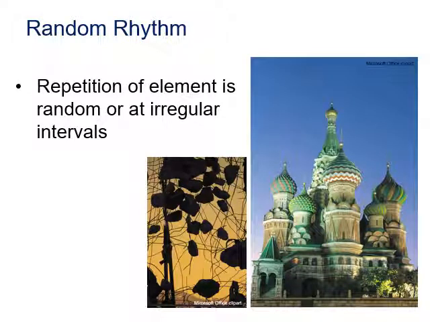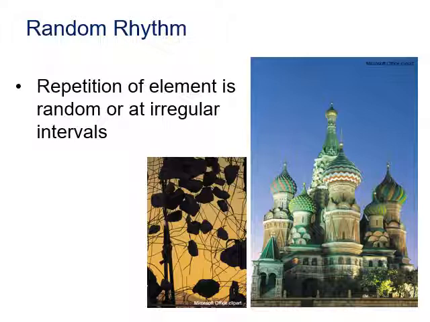These two images show a random rhythm. The cathedral in Red Square at the right, you can see those onion-shaped cupolas. They're very different colors, very different shapes. So the same onion-shaped cupola is repeated throughout it, but they're different. They're different colors and different shapes, different sizes.